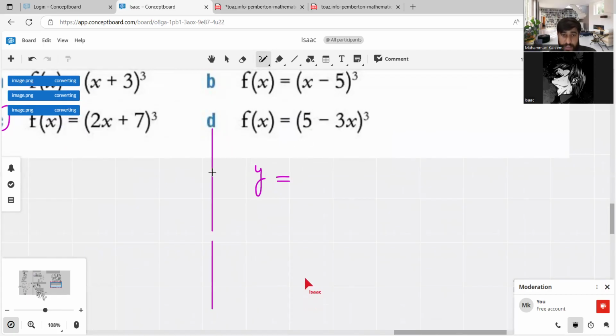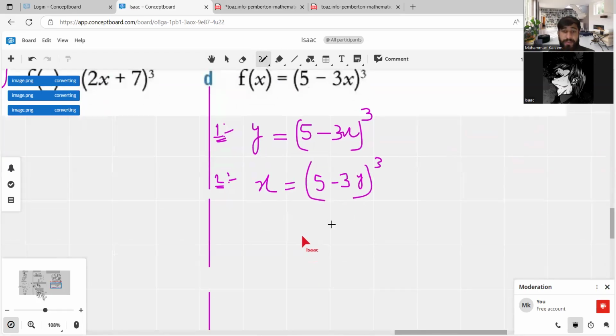Okay, what's the first step? Step 1. We have 3 same steps for inverse. Step 1, y equals 5 minus 3x, the whole thing cubed. Yeah, 5 minus 3x raised to the power 3. Then you change, so it'll be x equals 5 minus 3y cubed.